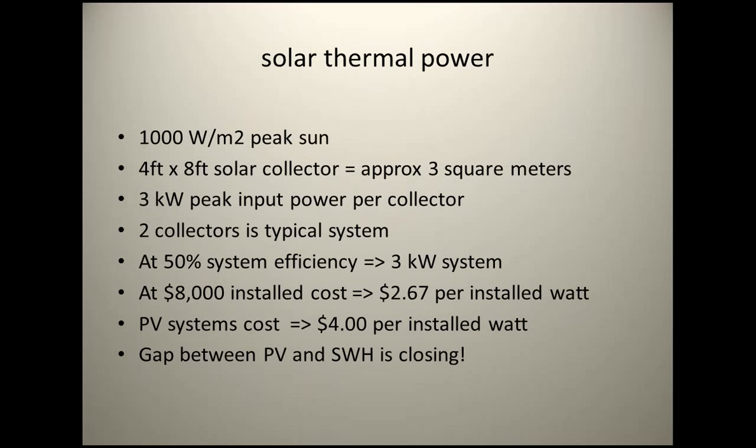At $8,000 installed cost, it's about $2.67 per installed watt. Well, if you know anything about PV prices, PV system prices are around $4 per installed watt. So the PV system cost is still bigger, but this gap between PV and solar hot water is closing. And I'll talk about a comparison if I'm using PV as a solar hot water heater.